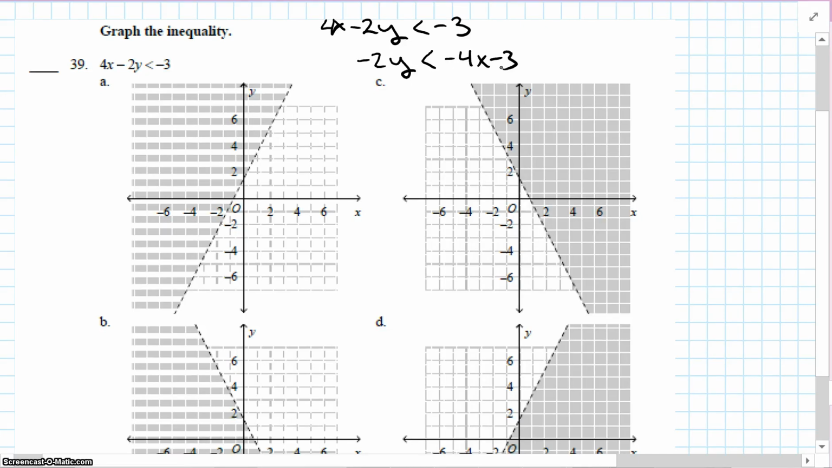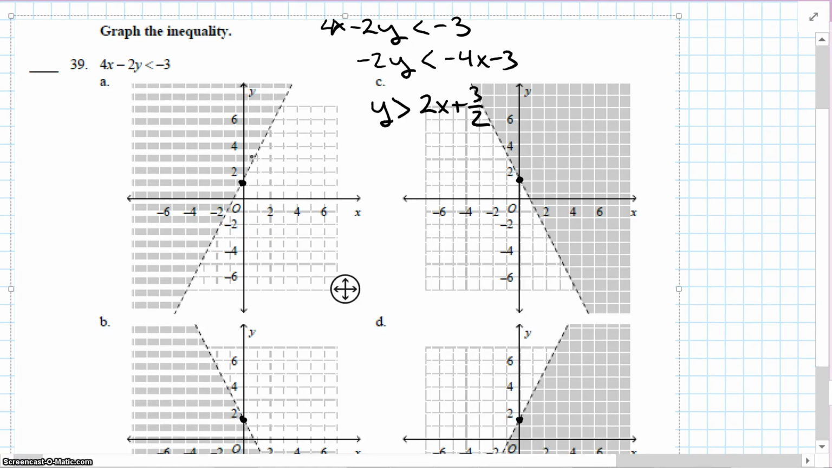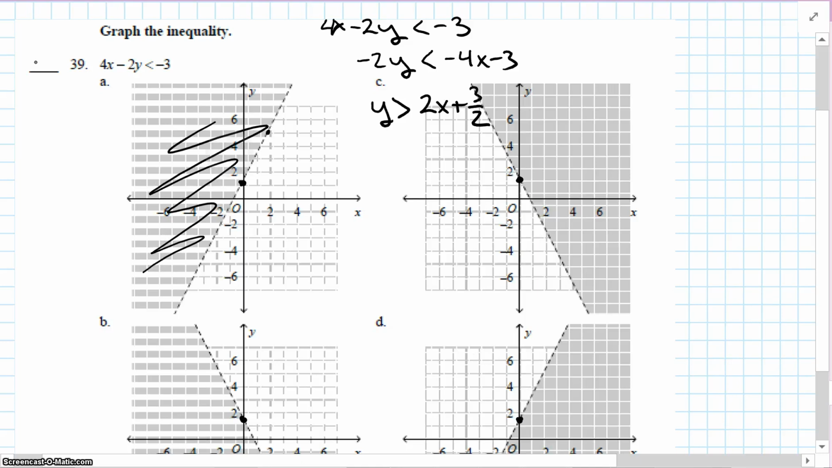And what's special when we divide by a negative? We have to flip the inequality sign. So it's going to be y is greater than negative 4 divided by negative 2, which is 2x, plus 3/2. So I'm looking for a dotted line that's shaded above. Okay. My y-intercept is at 3/2. So I'm looking for 3/2. So they're all there. My slope is a positive 2. So up 2 over 1. Okay. And now it needs to be above the line. So it looks like for 39, my answer is A.